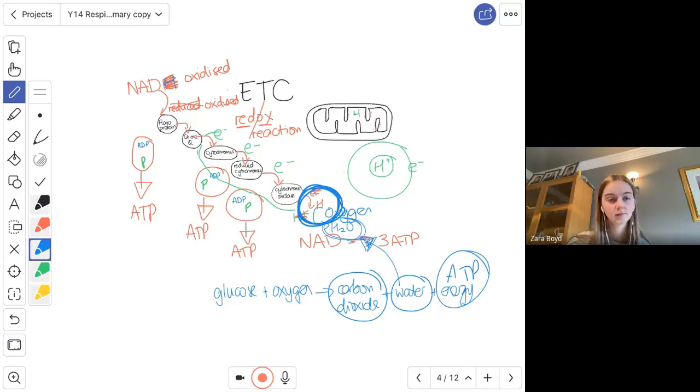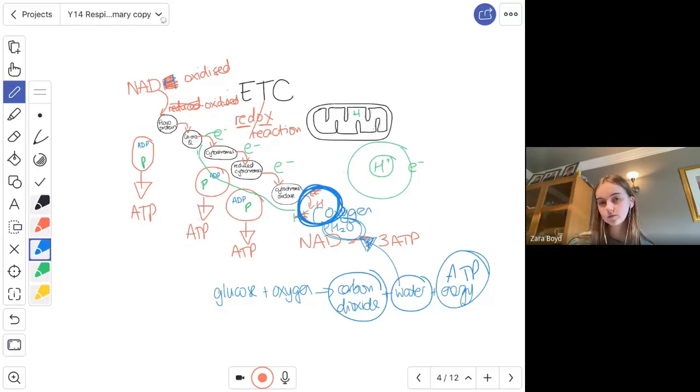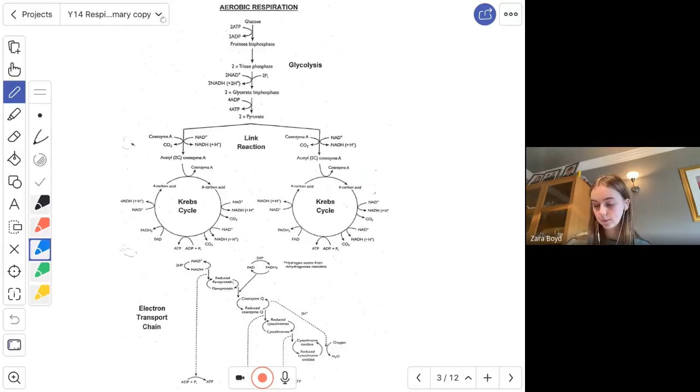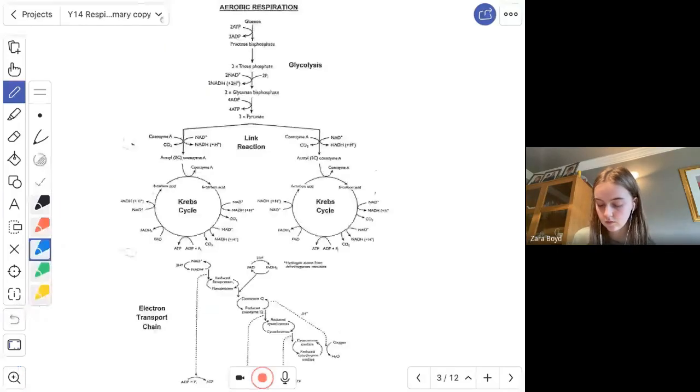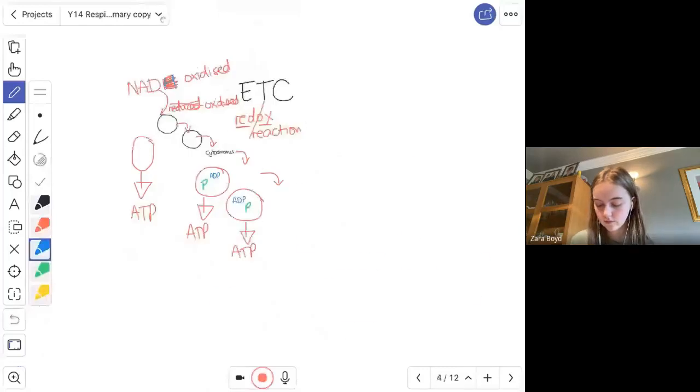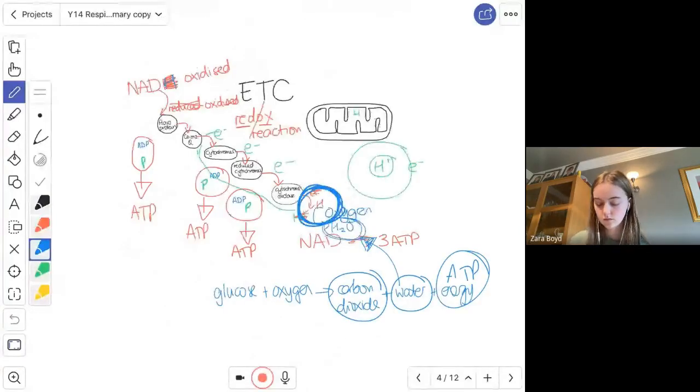Now, this is happening all the time because you're getting lots of NAD produced during the Krebs cycle. This happens 3 times with 3 NAD picking up hydrogen and making 3 NADHs. And remember, we've got 2 Krebs cycles going on at the same time. So we've got lots and lots of NADH carrying the hydrogens to the electron transport chain. So this is happening all the time. The cell needs a constant supply of oxygen to allow this to happen.